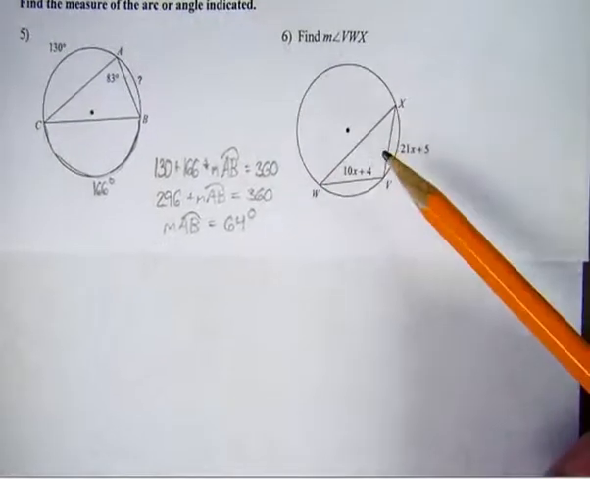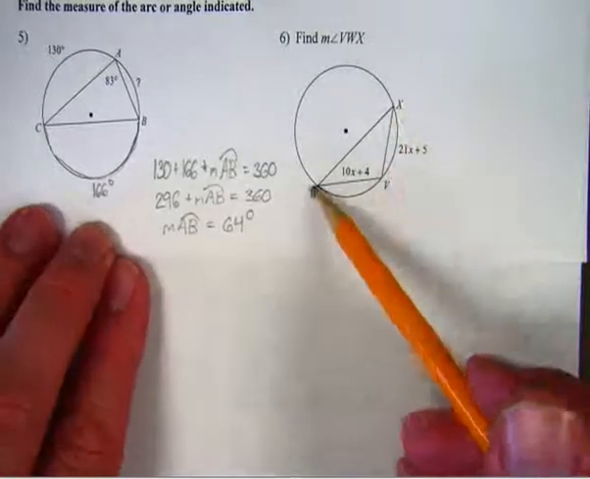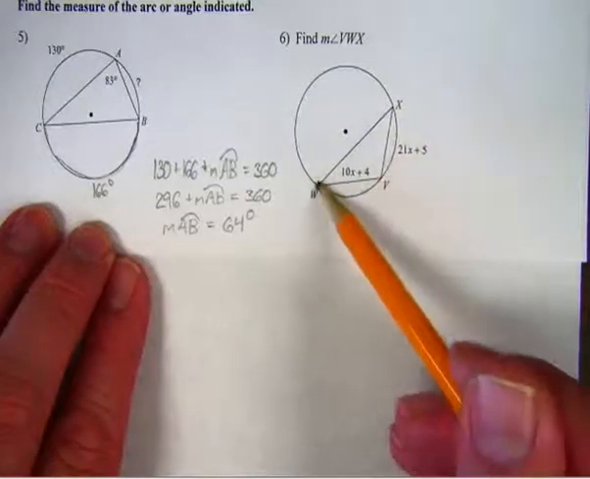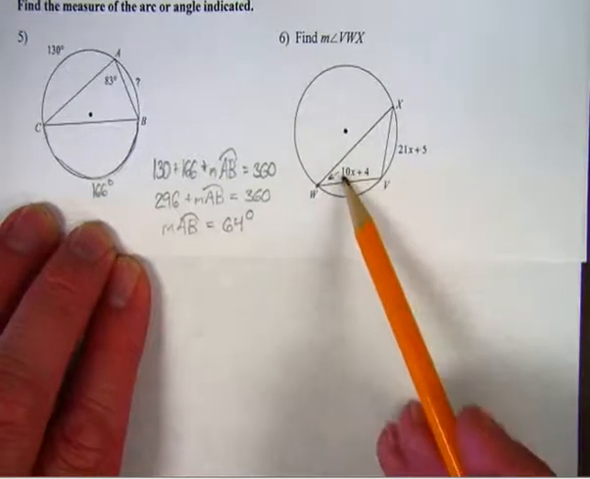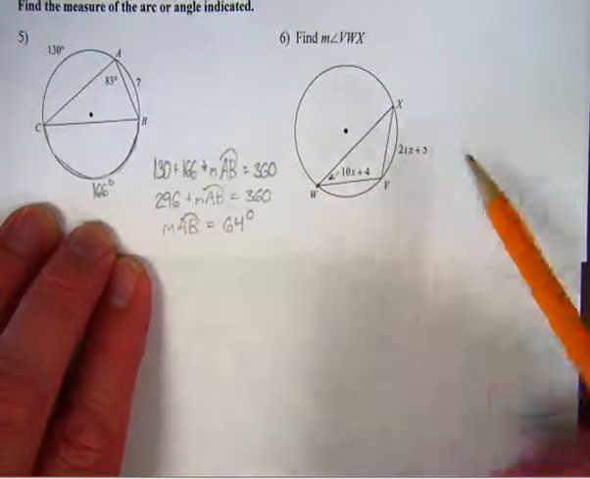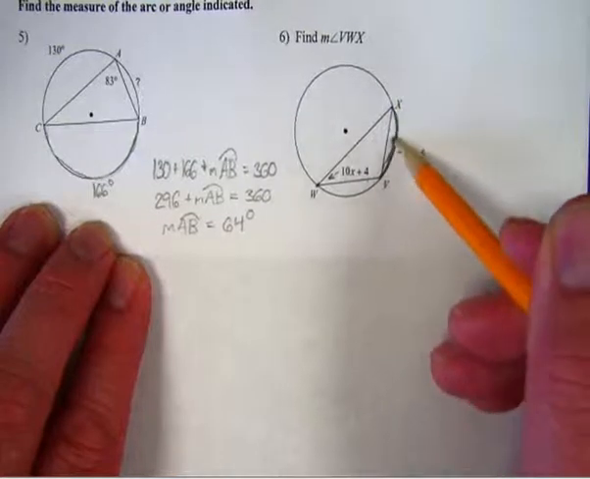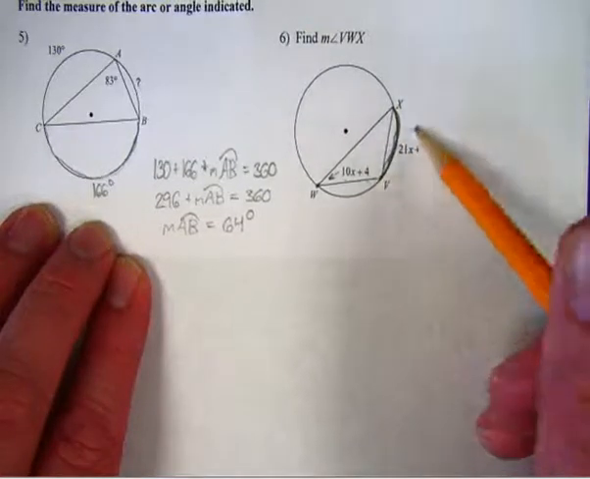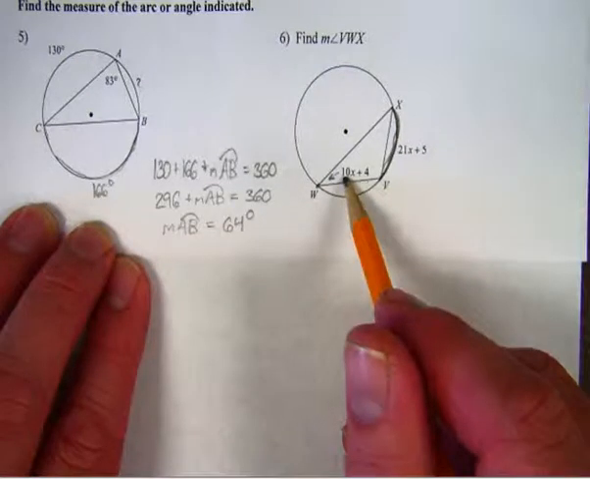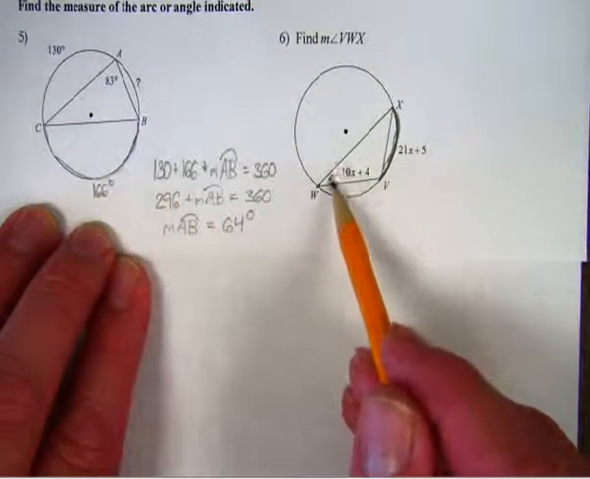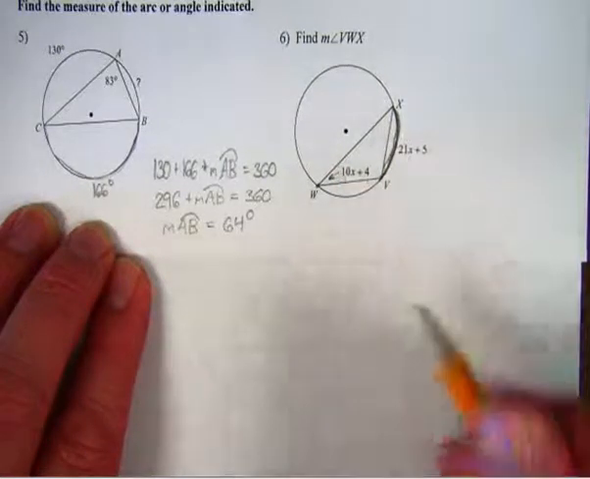Alright, problem 6, we'll take a look at this one. Here we have angle XWV, which is an inscribed angle. Its vertex is here. And we know that the measure of that angle is 10x plus 4. And we also know the measure of arc XV, easy for me to trace, huh? Arc XV is 21x plus 5. And as we said before, we know that whatever this angle is, 2 times that angle will give us the measure of the intercepted arc.